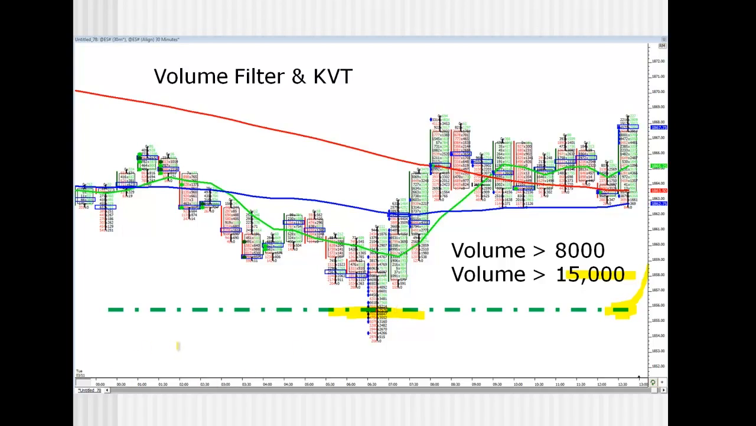All right, so you can now hopefully see the difference between the filter and the KVT conceptually, and you can see that the KVT is a different perspective altogether from a volume filter. The volume filter simply detects certain volume levels. It doesn't look back. It doesn't analyze intensity. You can gauge the intensity simply by adjusting the filter to different volume levels. So you can use either or, in fact, you can use both together on the chart.